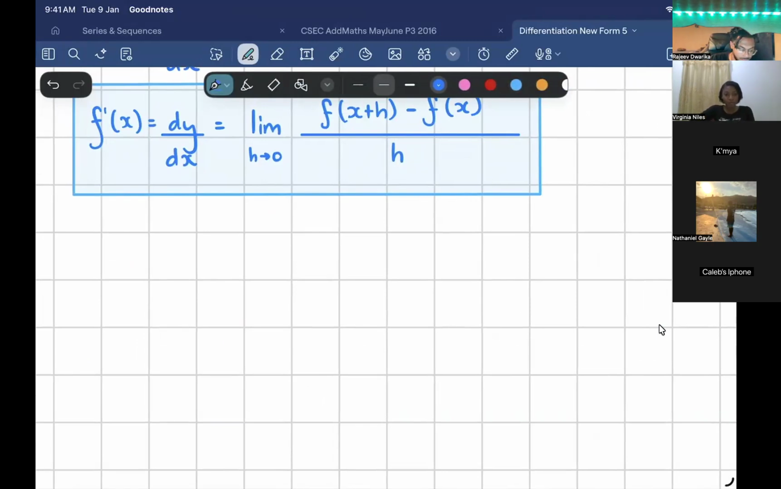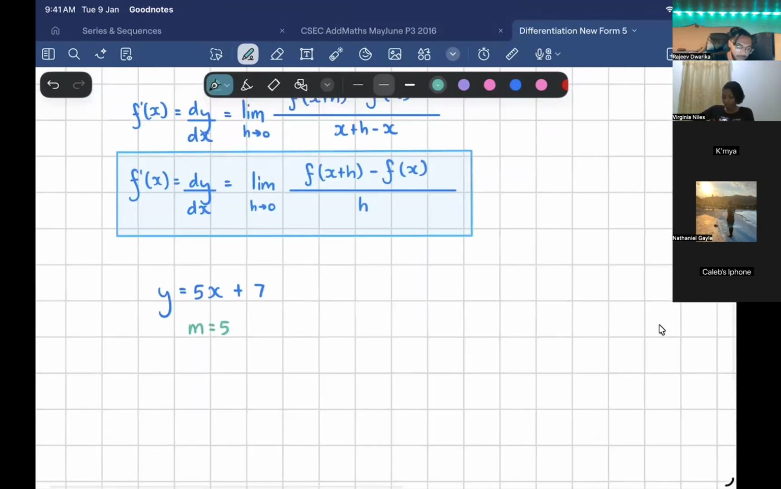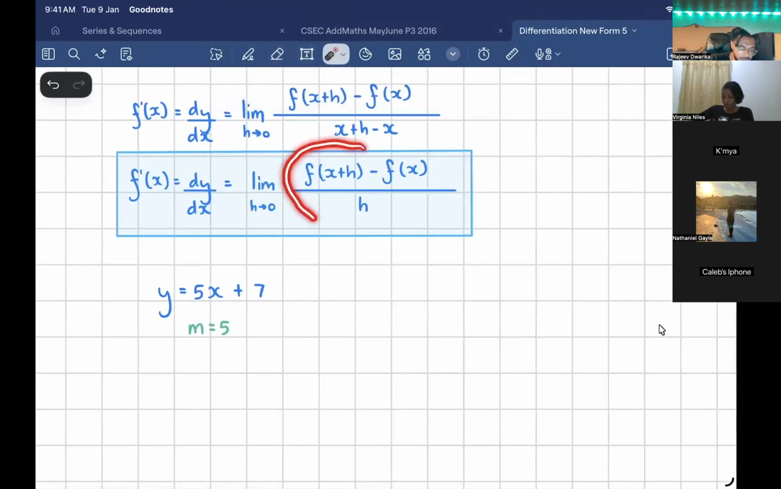So here what I'm gonna do, I'm gonna put on a line. I'm gonna say y is equal to 5x plus 7. This is gonna blow some of your minds. Now we know that this is a straight line, and just by looking at it, where's the gradient? 5. We know that the gradient is 5. If I were to use this formula, do you think I'll get 5?